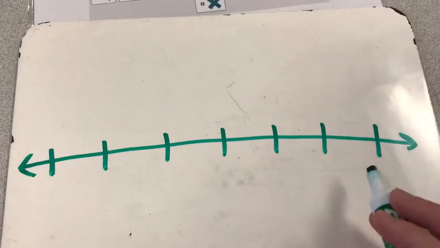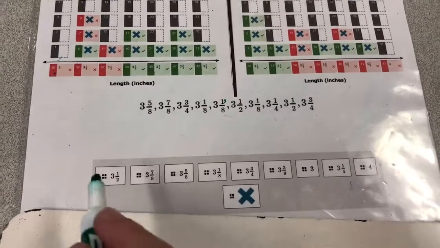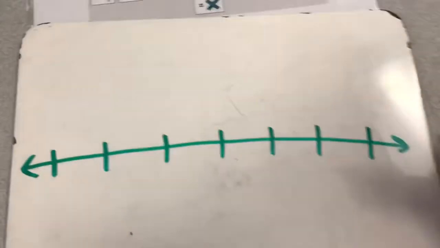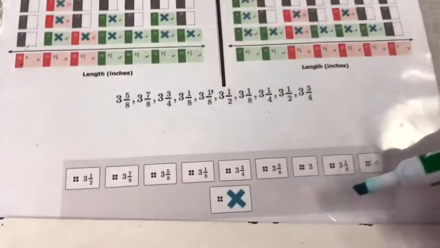Well, first, I notice that I have 7 spaces that I need to fill. And if I look at my choices, I have 1, 2, 3, 4, 5, 6, 7, 8, 9. I have 9 choices, but I'm only going to use 7 of them. So that means 2 of them I don't need.